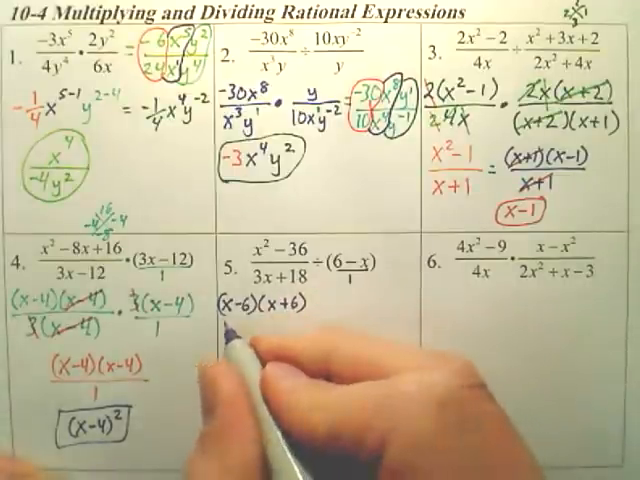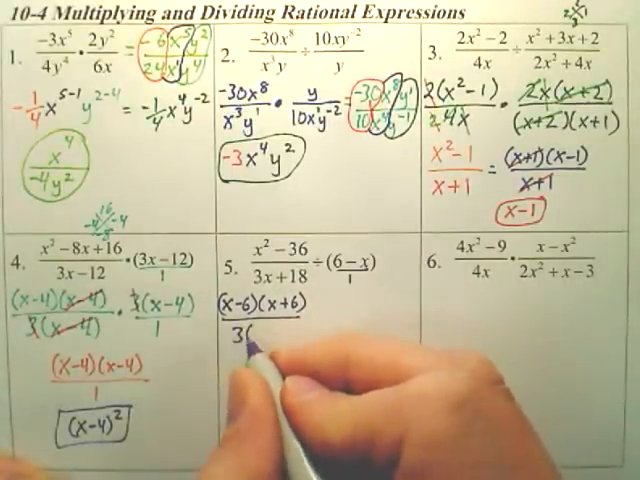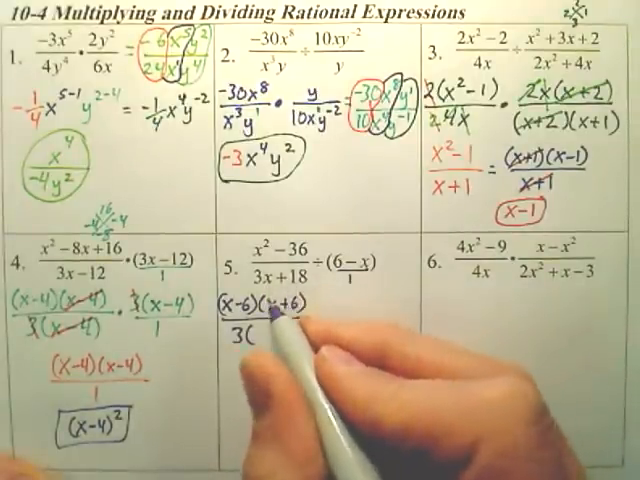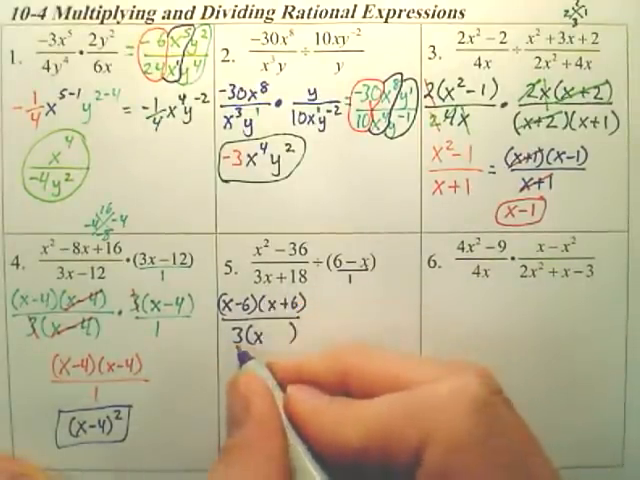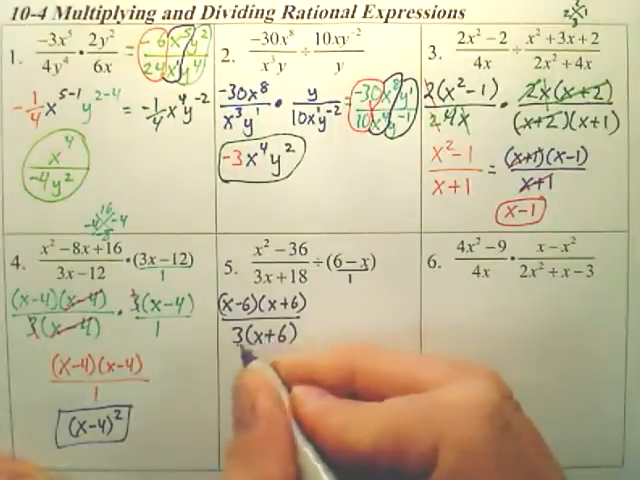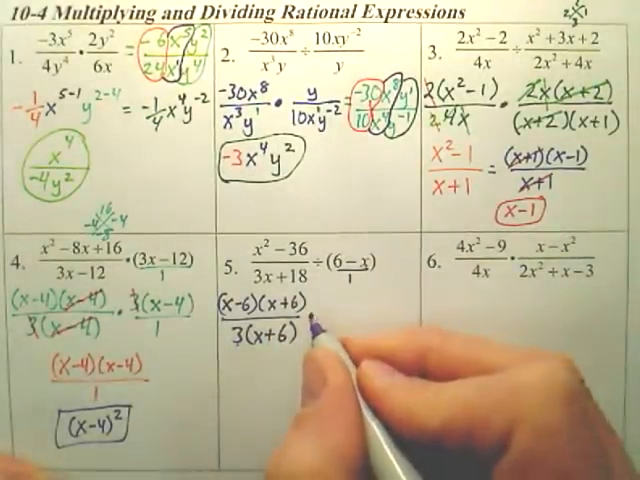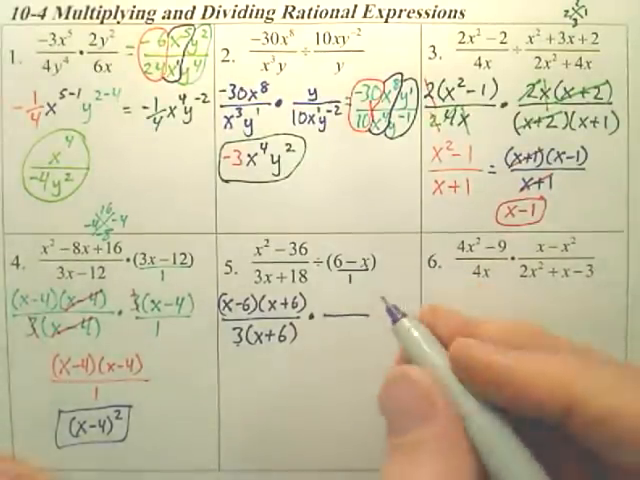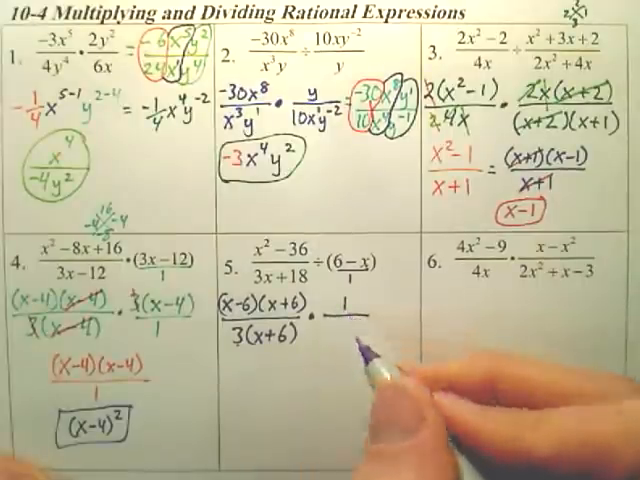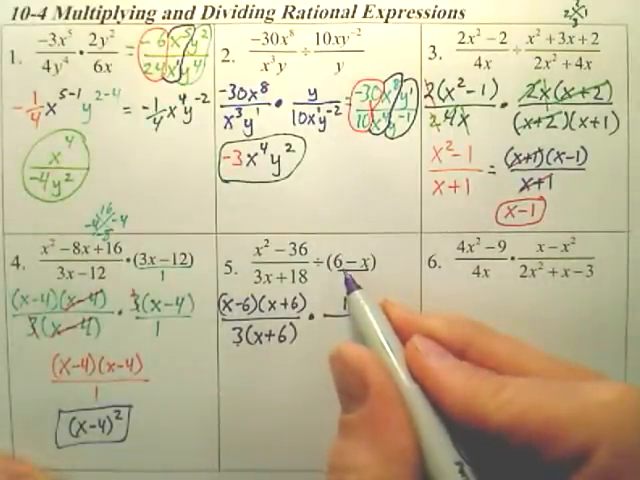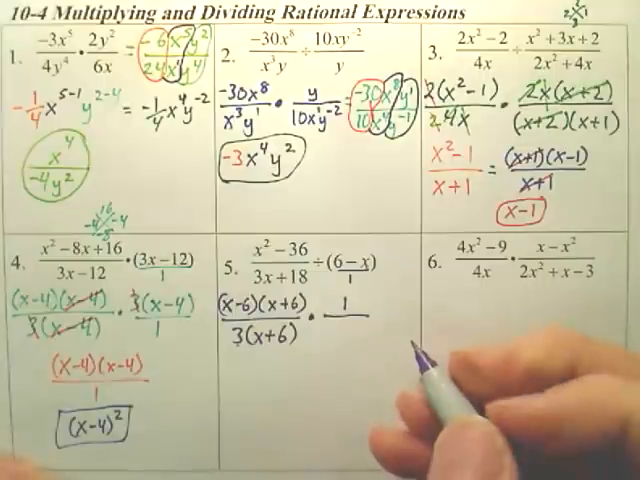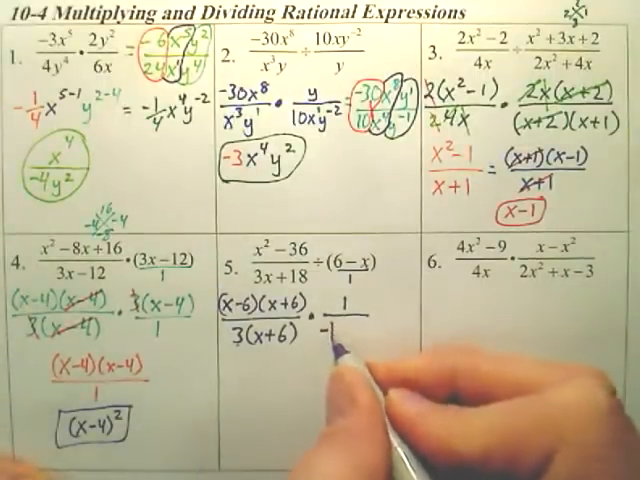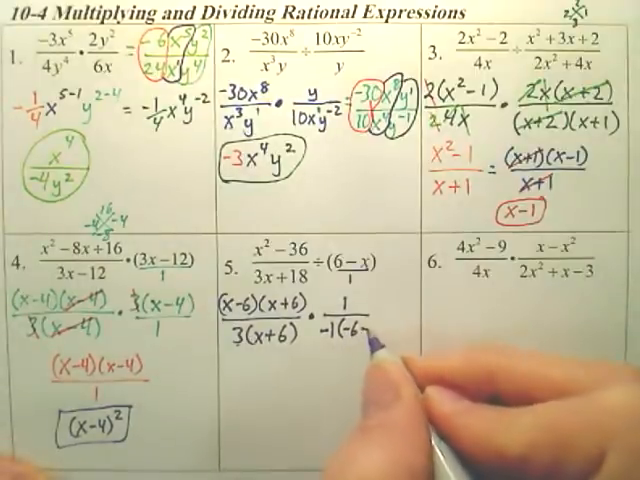This one looks like it has a GCF of 3. I'll pull out the 3. It looks like it would be 3 times x gives you 3x. 3 times 6 gives you 18. Changes to a multiply. And you flip this. So I now have 1. And now, instead of putting 6 minus x, I'm actually going to do something I talked about a while back. I'm going to pull out a negative 1, making that a negative 6 plus x.